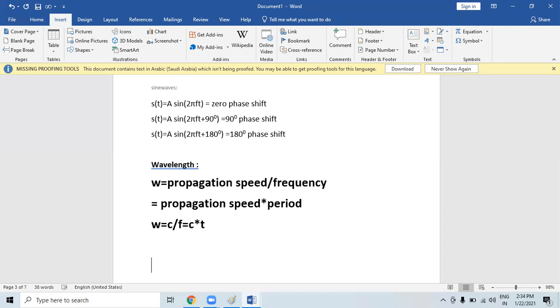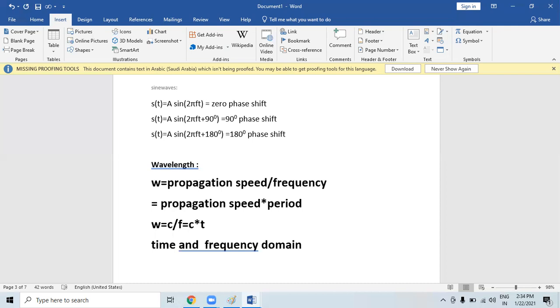Time and frequency domain. It is possible to display a signal in either the time domain or the frequency domain.